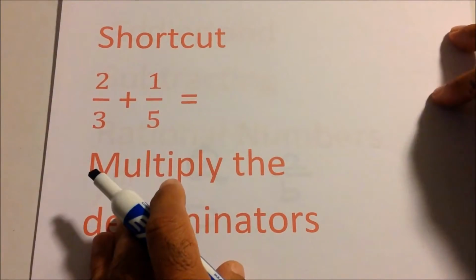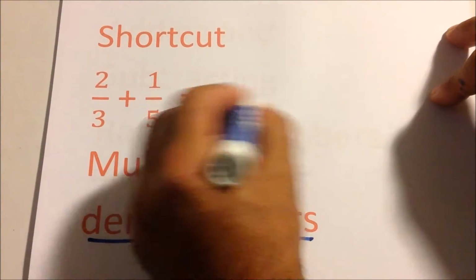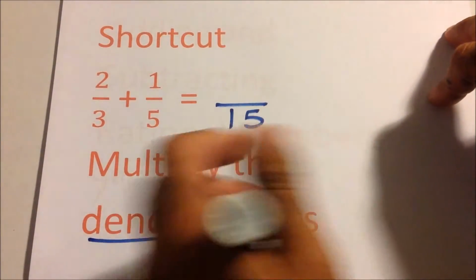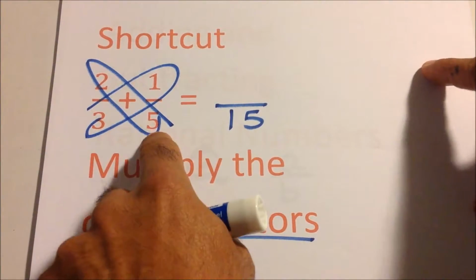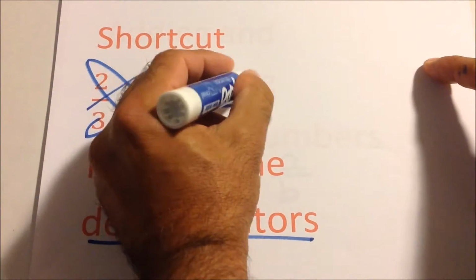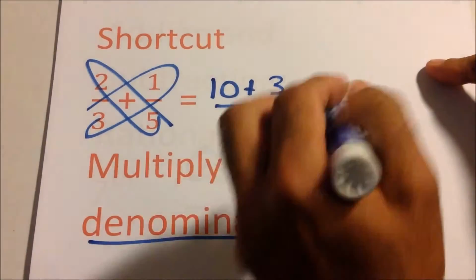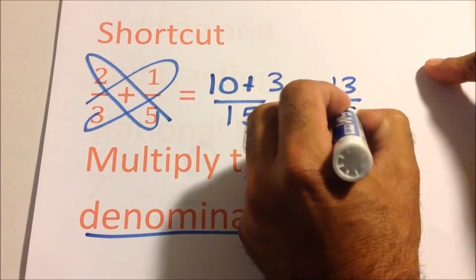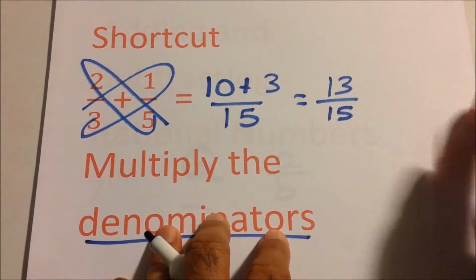So we're going to multiply the denominators. That's the first thing we're going to do. We get a 15. Multiply the denominators. And then we're going to cross multiply. So you're going to do 5 times 2 and you get 10. And 3 times 1 is 3. And our final answer, 13/15. So that's just a shortcut. A lot of students like the shortcut. If you like the old way, you can do the old way too.